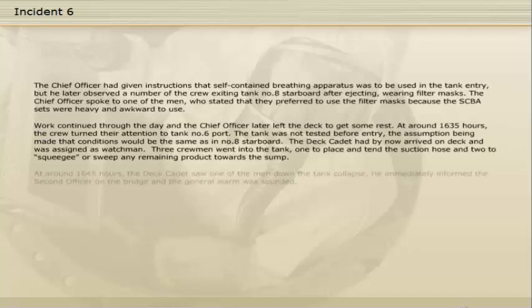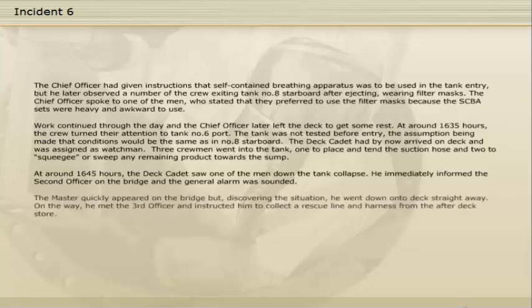At around 16:45 hours, the deck cadet saw one of the men down the tank collapse. He immediately informed the second officer on the bridge, and the general alarm was sounded. The master quickly appeared on the bridge, but discovering the situation, he went down onto deck straight away. On the way, he met the third officer and instructed him to collect a rescue line and harness from the after-deck store.